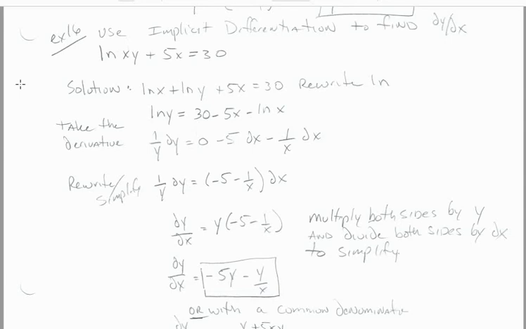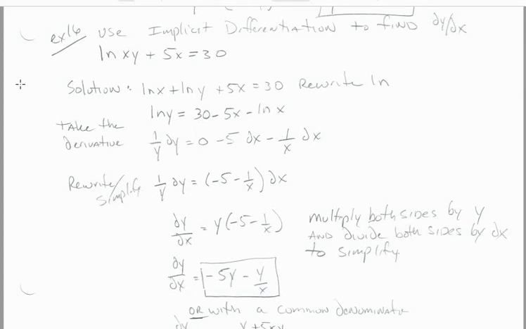Okay, so the best approach I can give you on this one is to try to get all the x's on one side, all the y's on the other, and you can keep the constant with the x's. Everything will work out. In this problem, example 16, we have the natural log of xy plus 5x equals 30. So the first thing we need to do is rewrite that natural log of xy.